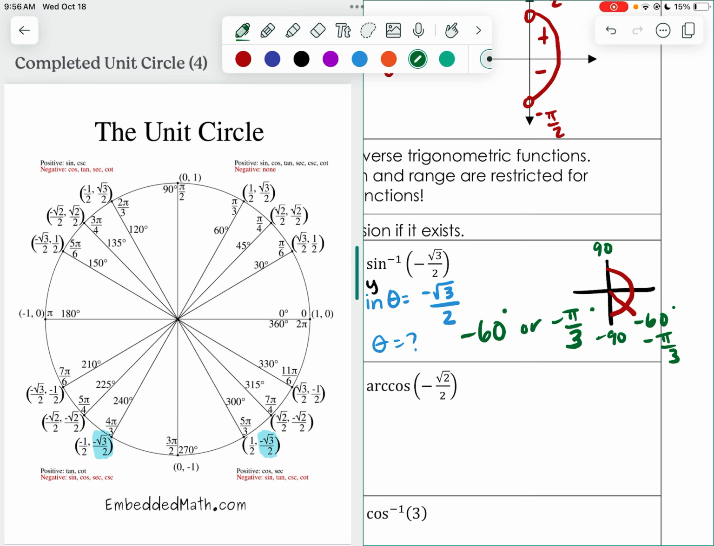For those quadrant 4s, you're only using the negatives because we're not swinging all the way around, since that's not part of the domain.